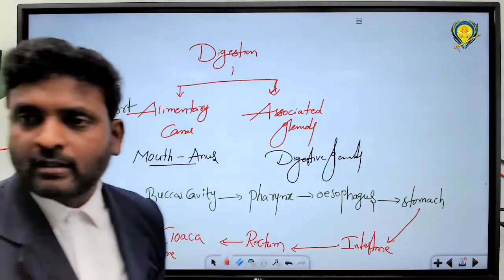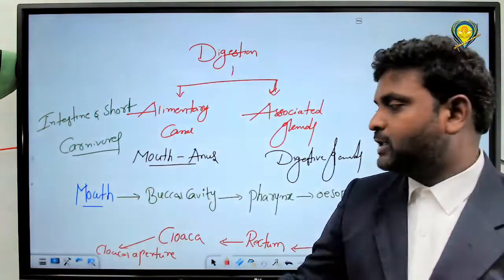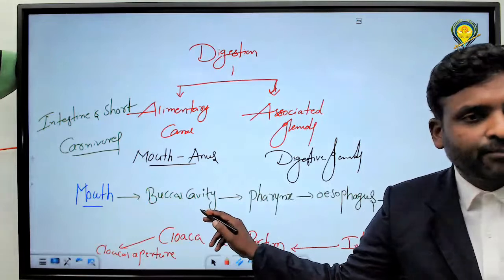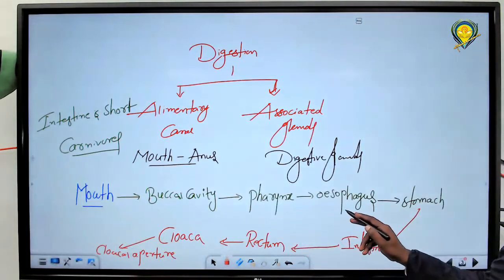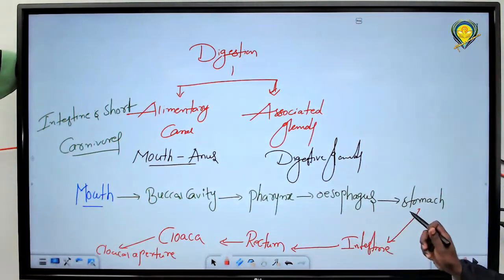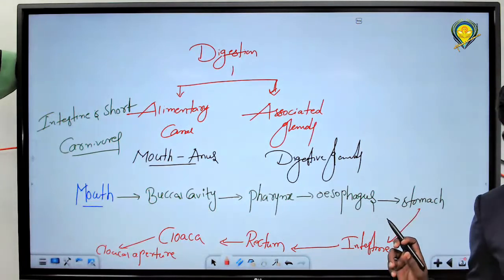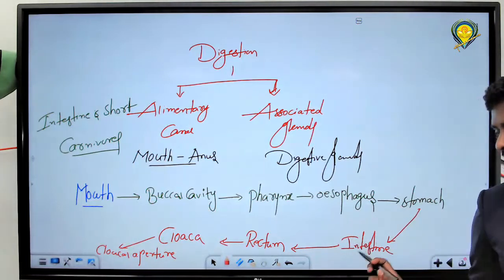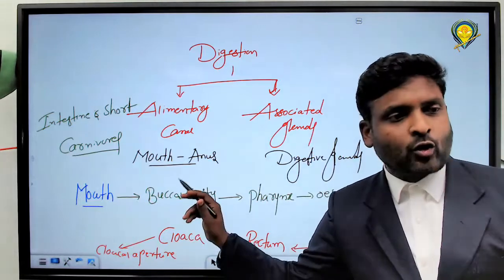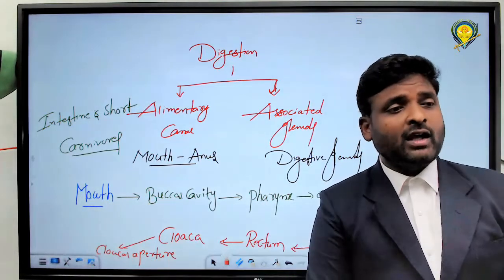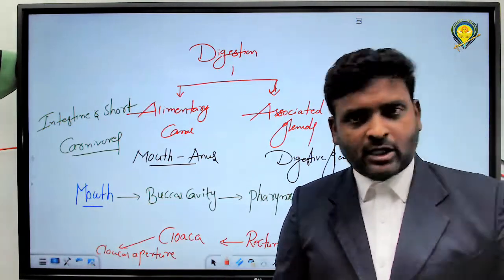Got it? Tell me all of you. First one, mouth opens into where? Buccal cavity. Buccal cavity opens into pharynx. Pharynx opens into esophagus. Esophagus opens into stomach. Stomach opens into intestine, a part of small intestine, right? Next one, it opens into large intestine like rectum. Rectum opens into cloaca. Cloaca opens out through the what? Cloacal aperture. Right? I will tell you one by one.